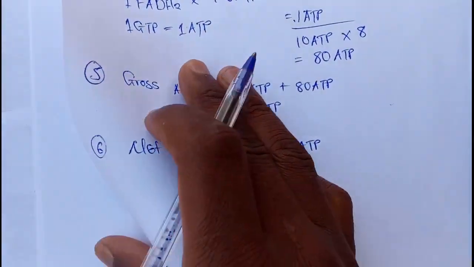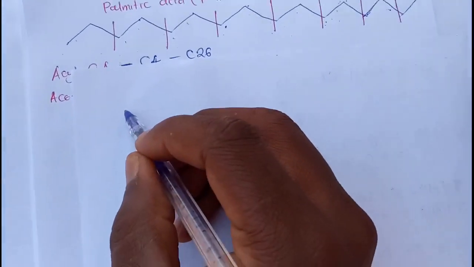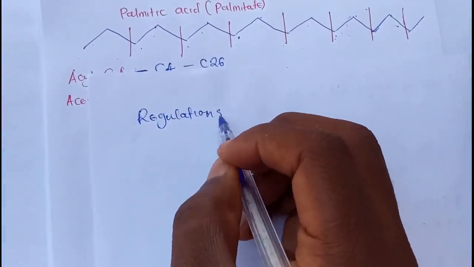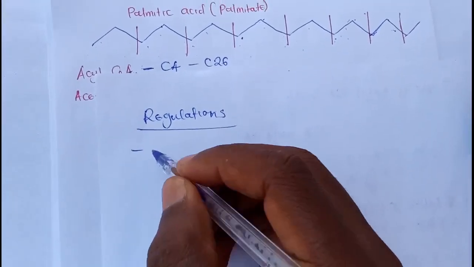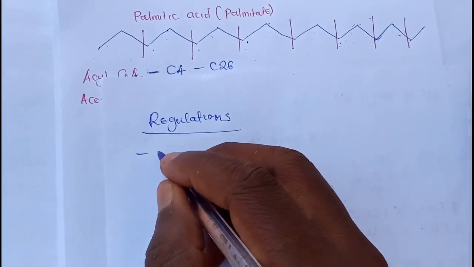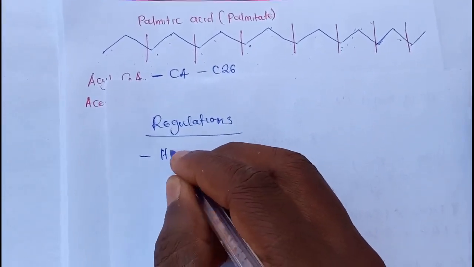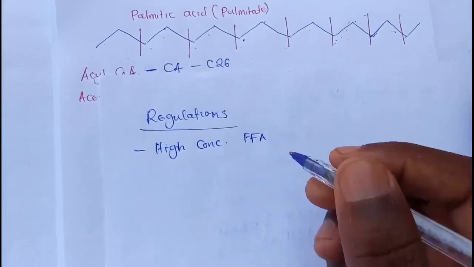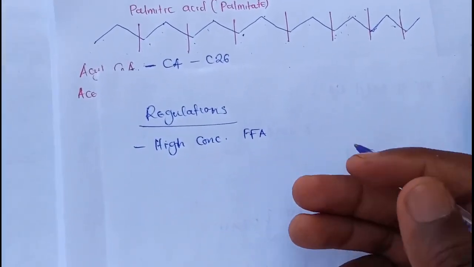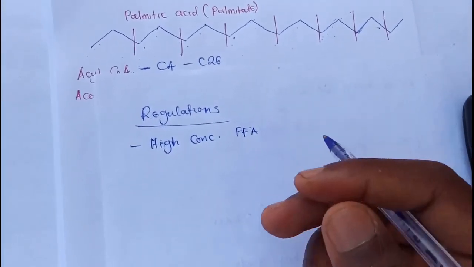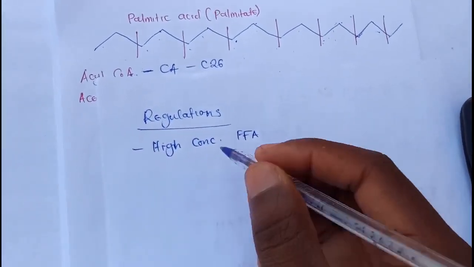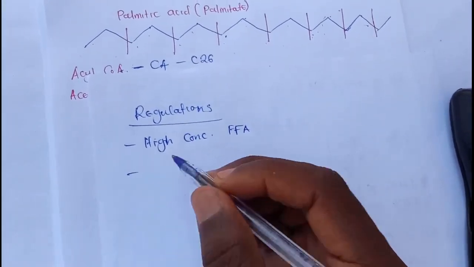So let's now just do the last thing, which is what things actually regulate beta oxidation. So regulation of beta oxidation. Some things that regulate beta oxidation: the first thing is when you have a high concentration of free fatty acids. So when you have a lot of free fatty acids, they can actually regulate beta oxidation. All right, because you don't need to break down a lot of fatty acids to produce energy when you have a lot. So high free fatty acids.